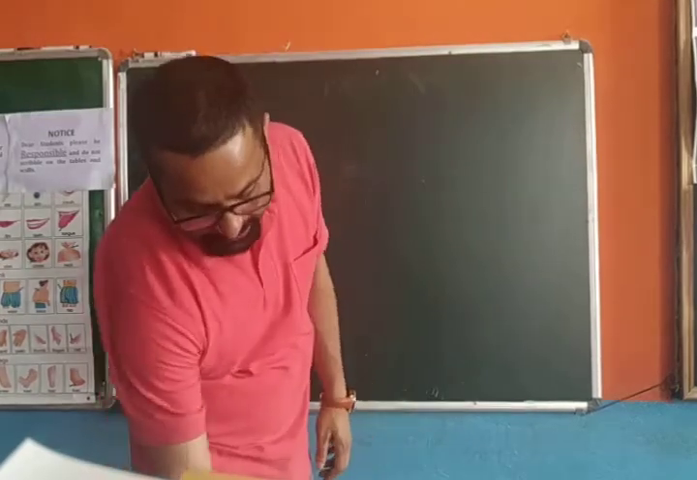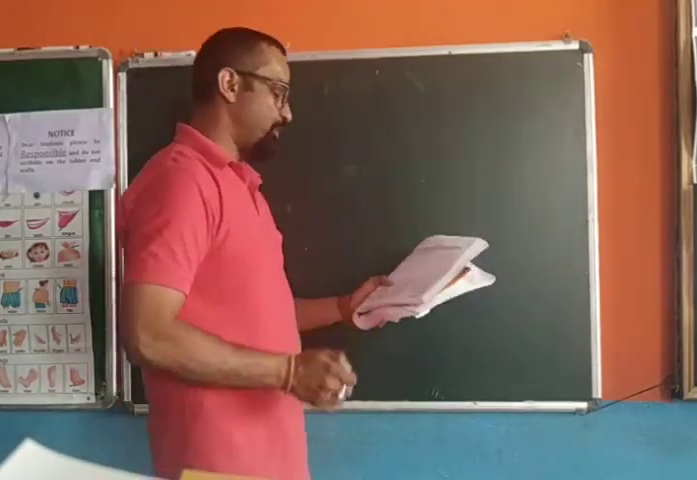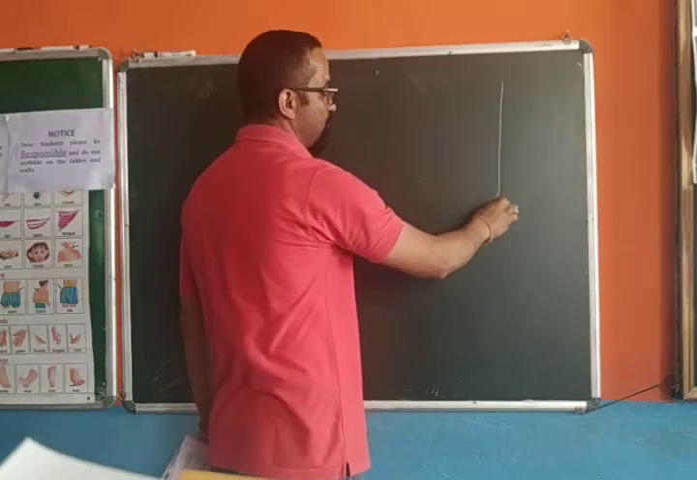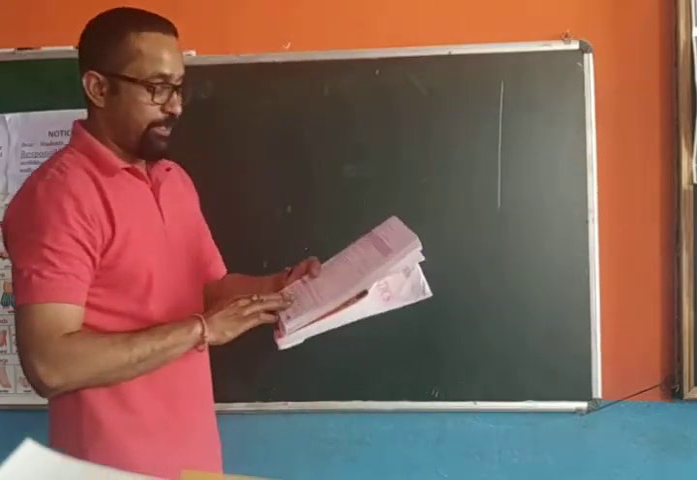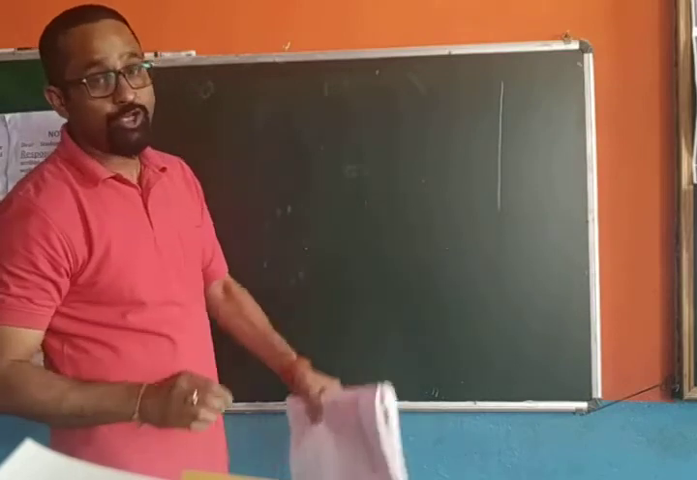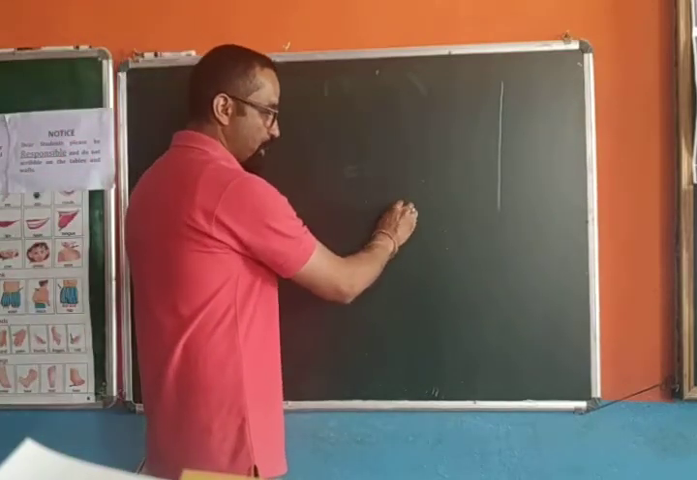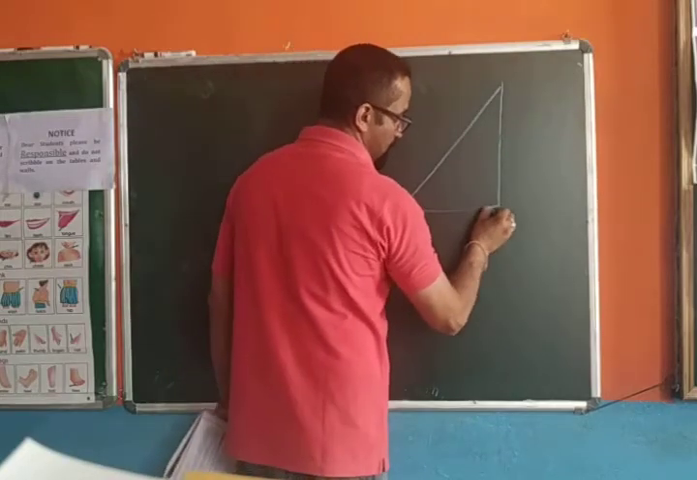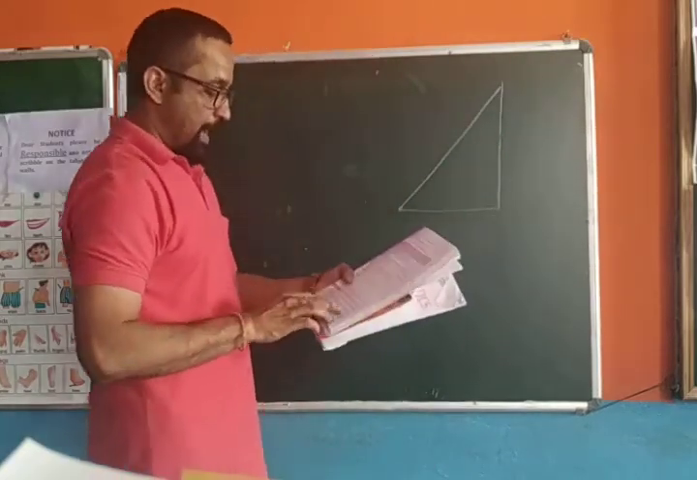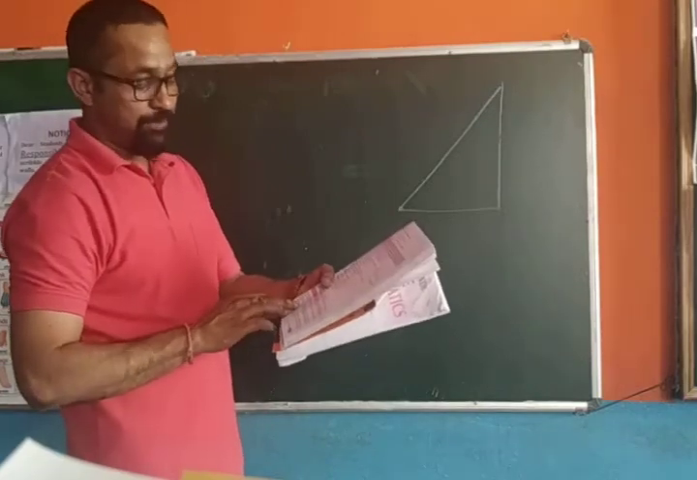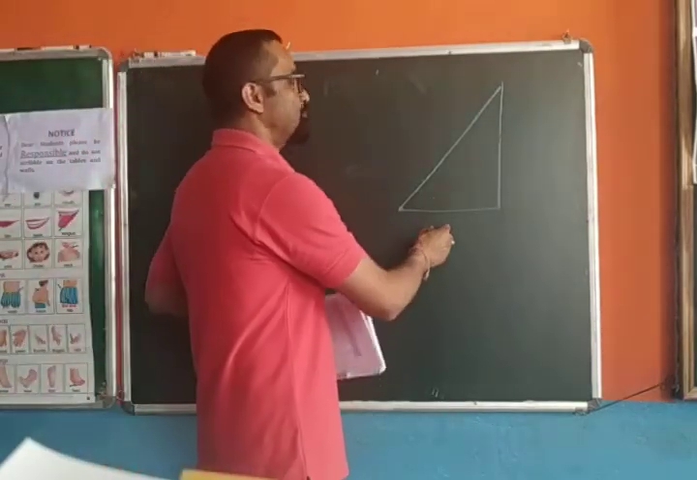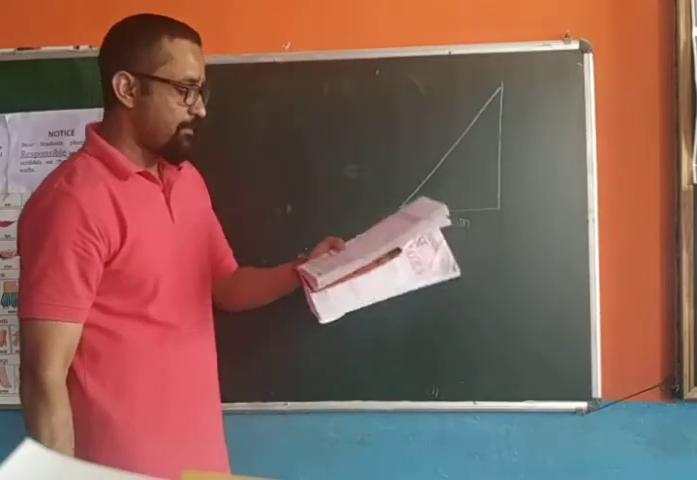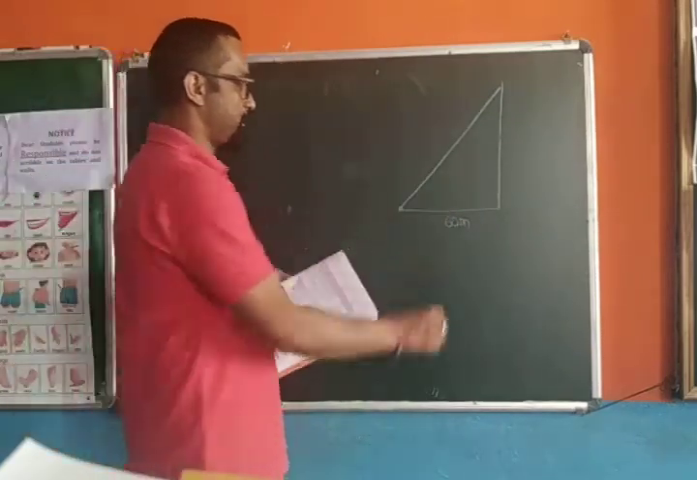Question says that the angle of elevation of the top of a tower. The vertical line is the tower. The angle of elevation of a tower from a point on the ground. You mark a point on the ground. The angle of elevation is given at a distance of 150 meter, I'll change this value, take it as 60 meter, from its foot is 30 degree.